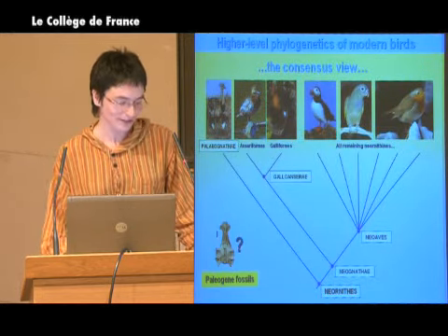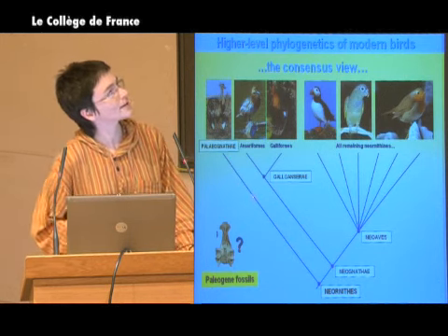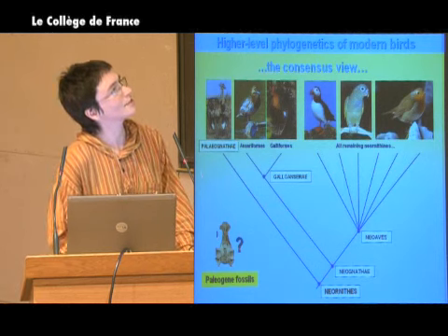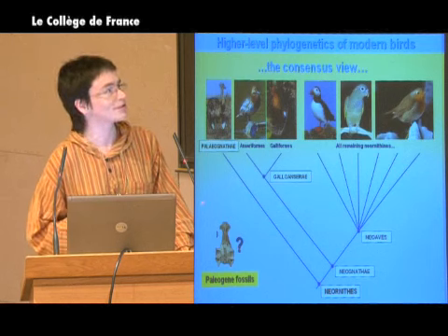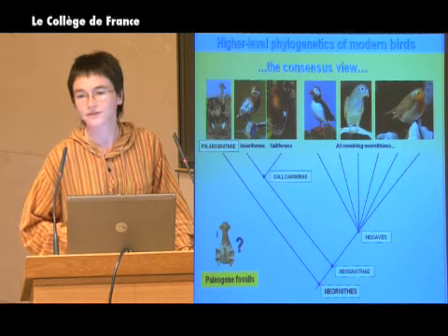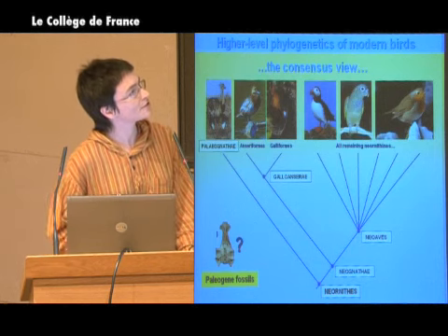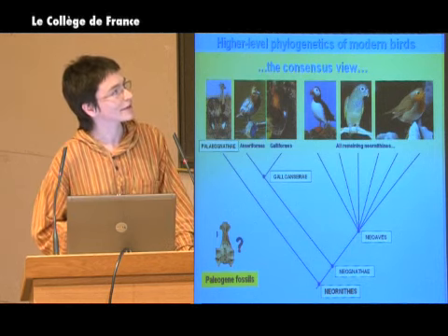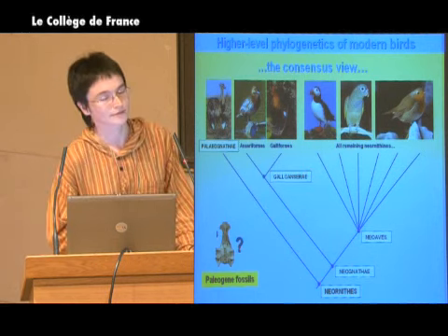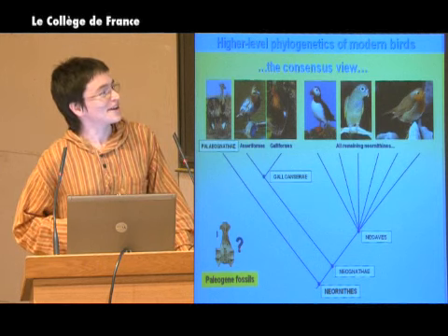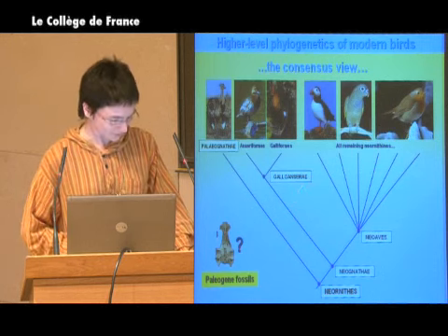Most authors agree that modern birds, Neornithes, are divided into two higher clades. On one side, Palaeognaths, which include ratites and tinamous, and on the other side, Neognaths, which include all other modern birds. And inside the Neognaths, you have a basal divergence that separates Galloanserae, which includes Anseriforms, ducks, and Galliforms, chickens. And on the other side, Neoaves, which include all other Neognaths.